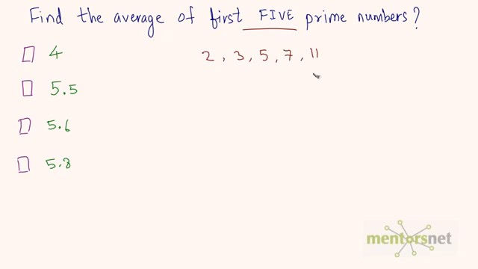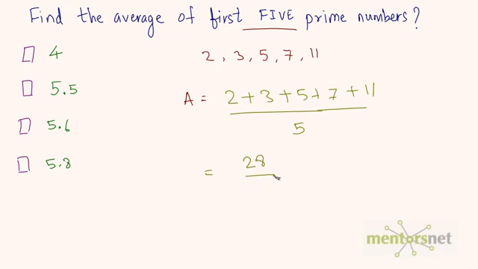So we have the first 5 prime numbers there, and average is equal to the sum of all of these numbers, which is 2 plus 3 plus 5 plus 7 plus 11 divided by the count. The count is 5, so divided by 5. So this is 2 plus 3 is 5, plus 5 is 10, plus 7 is 17, plus 11 is 28, divided by 5, and 28 divided by 5 is 5.6.